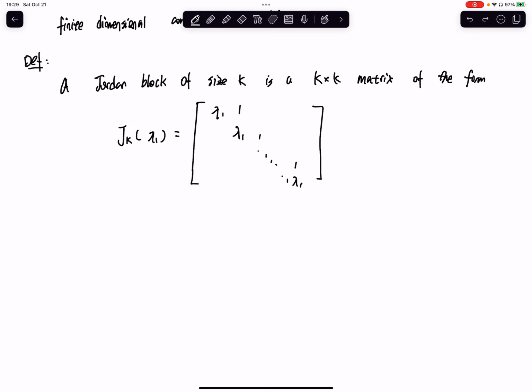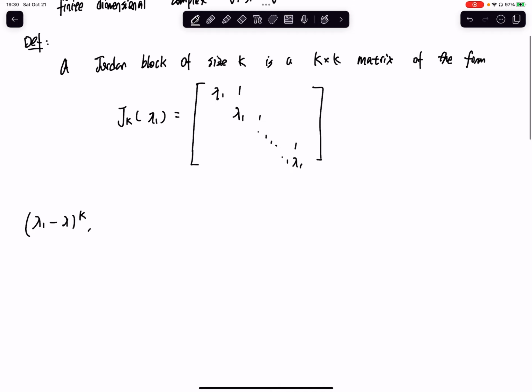Note that the characteristic equation is (lambda 1 minus lambda) to the kth power, and so the only eigenvalue is lambda 1. The eigenspace corresponding to this eigenvalue is one-dimensional, and it is spanned by the eigenvector (1, 0, ..., 0) transposed.